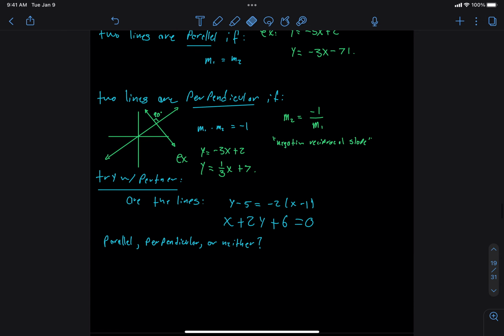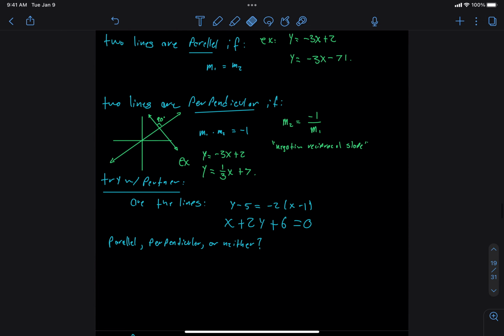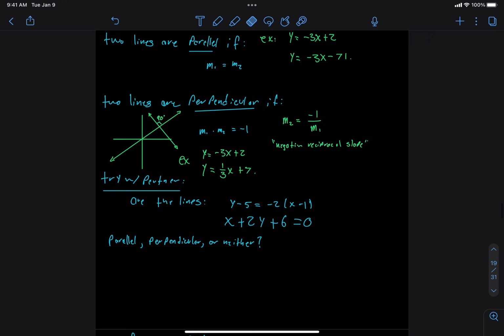So why don't you try that with a partner? I'll leave the definitions up on the screen, and if you need a little bit of help, then call me over and I'll try to help your group, okay? So go ahead and get started.